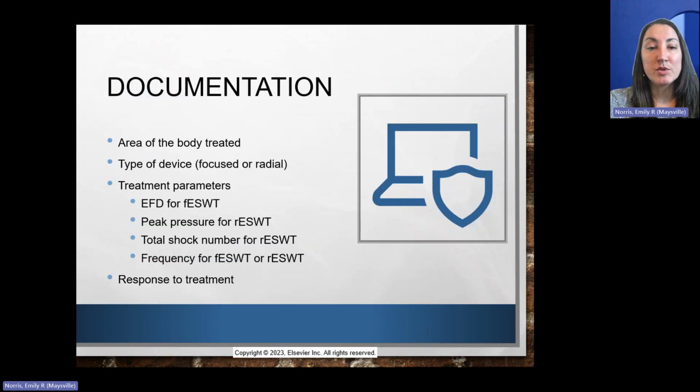With documentation, you want to document the area of the body that was treated, the type of device used, whether you use focused or radial, treatment parameters, peak pressure for the radial type, total shock number for radial, and frequency for both radial and focused, and then their response to the treatment.